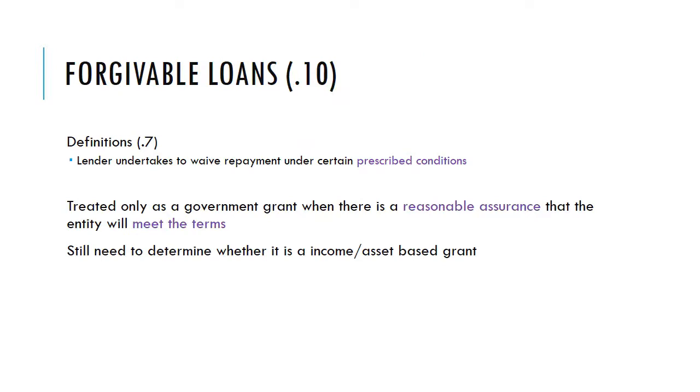What are forgivable loans? The definition in paragraph 7 tells us it's where the lender undertakes to waive repayment under certain prescribed conditions. So you received a loan from the government and now you don't have to pay it back. Therefore, there is a grant. It is treated as a government grant only when there is reasonable assurance that the entity will meet the terms. Very important. Then, the same as with low interest rate loans, you still need to determine whether it is an income or an asset-based grant.